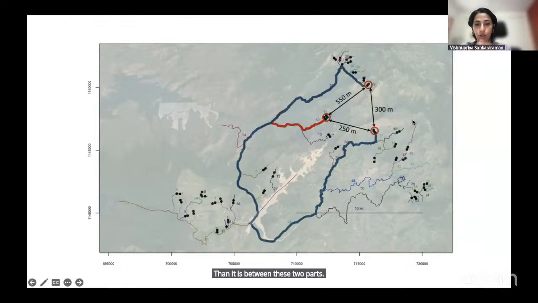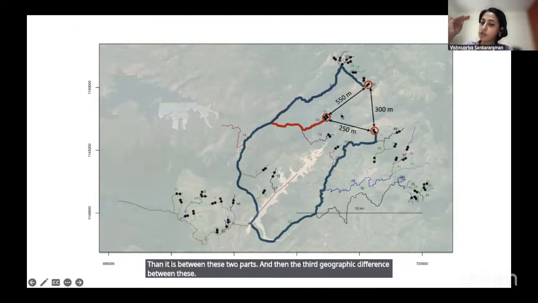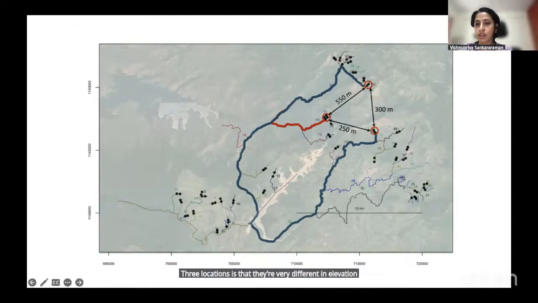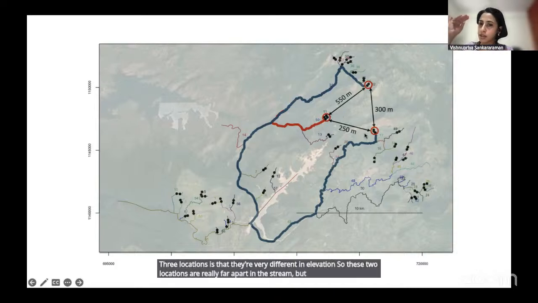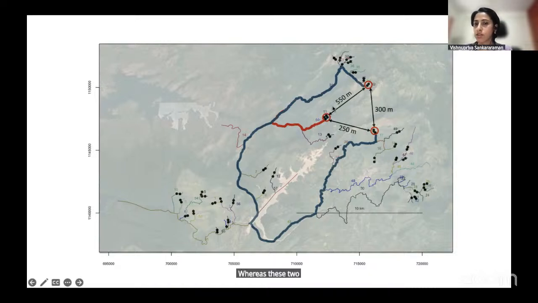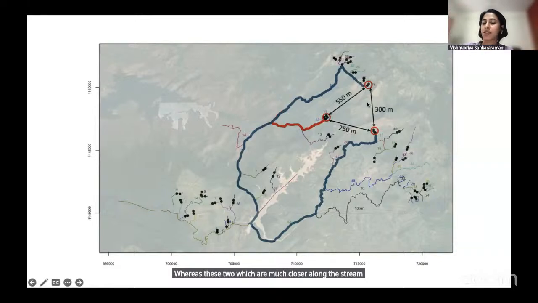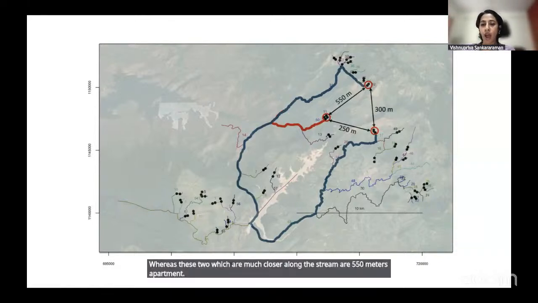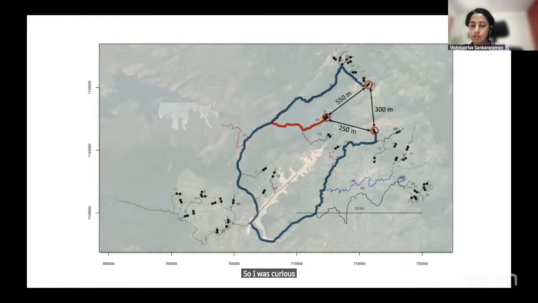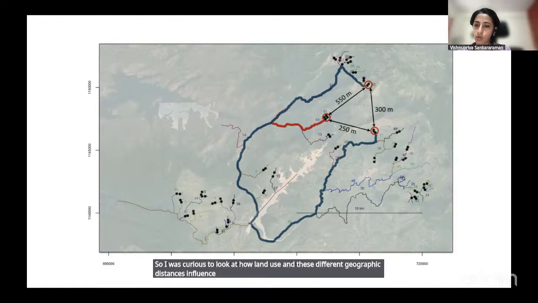And then the third geographic difference between these three locations is that they're very different in elevation. So these two locations are really far apart in the stream, but they're only 250 meters apart in elevation. Whereas these two, which are much closer along the stream, are 550 meters apart in elevation. So I was curious to look at how land use and these different geographic distances influence how species turn over and how this beta diversity is changing across this landscape.